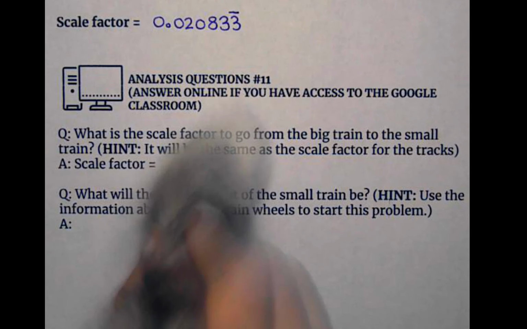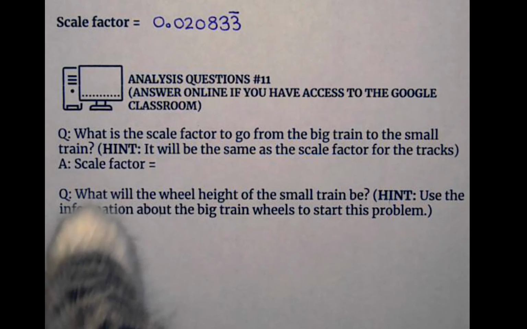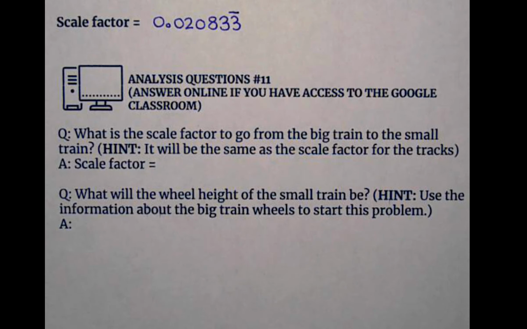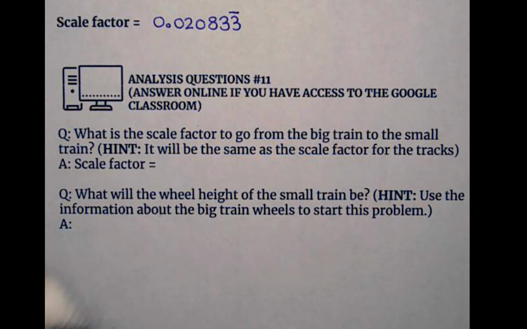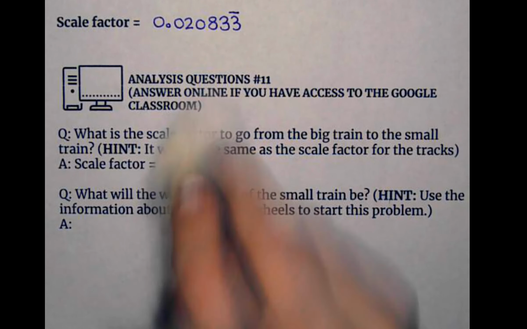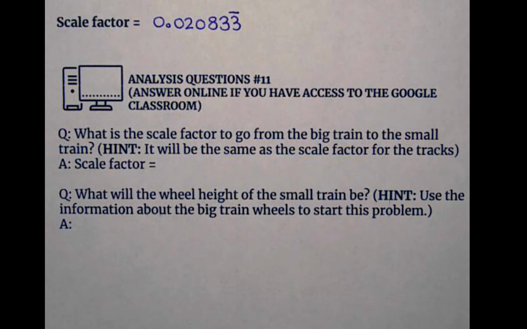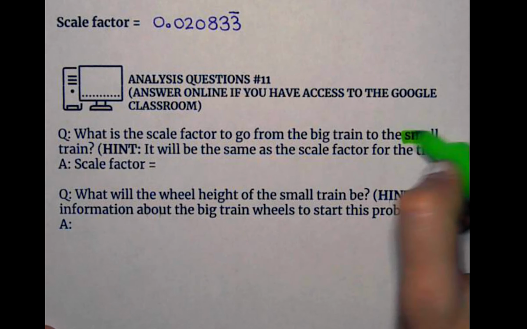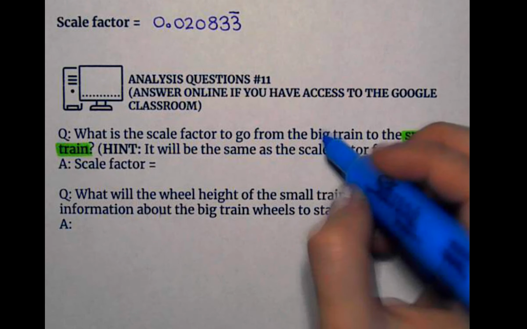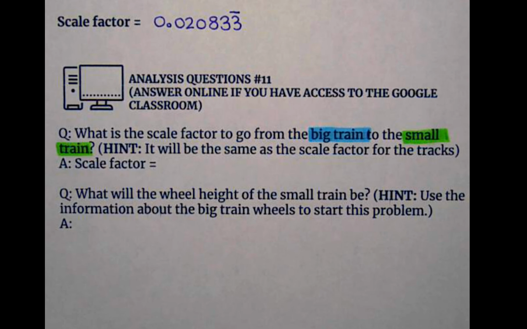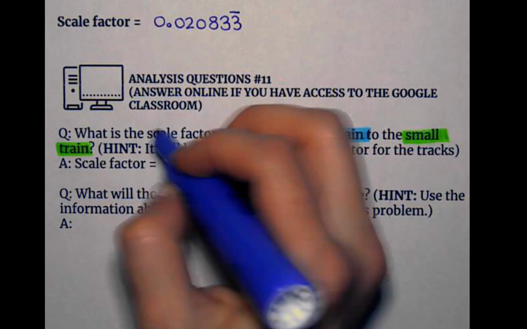Alrighty, now we are going to actually explain the analysis questions. It says, what is the scale factor to go from the big train to the small train? A hint, it would be the same scale factor that it was for the tracks, so right up there. Okay, so I'm going to write that down and do a little bit of highlighting so that things make a little bit more sense to us. Before, we highlighted the small train in green, so we're going to do that again. We highlighted the big train in blue, and we highlighted the scale factor in purple.